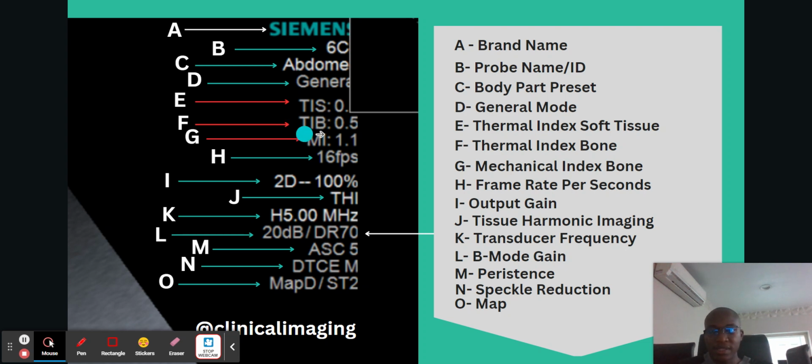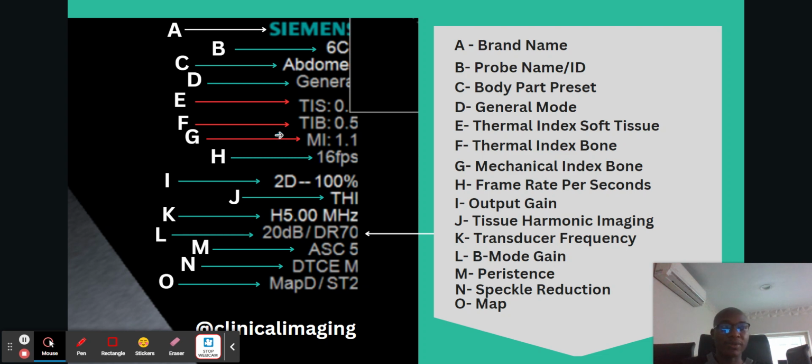Then this is thermal index bone. It's also something similar to TIS, but this is for bone. Now, this is mechanical index. This tells you the likelihood that cavitation will occur. The reason why these three are in red is because they are indicators for acoustic exposure, to tell you how much acoustic exposure you are giving the patient.